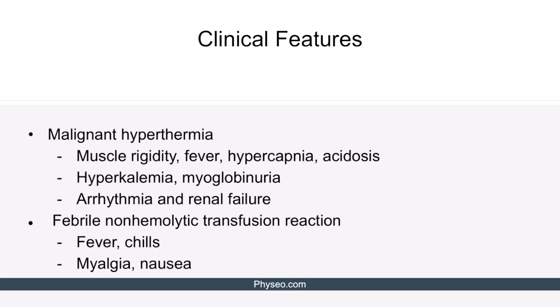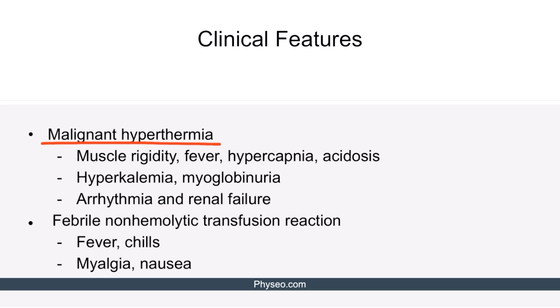Now let's move on to the discussion about the clinical features. So as mentioned on the previous slide, increased intracellular calcium accumulation in malignant hyperthermia causes excessive muscle contractions, leading to muscle rigidity. And that increased intracellular calcium also induces hypermetabolism within the cells. So that results in fever. And the increased buildup of carbon dioxide and acid can lead to hypercapnia and acidosis.